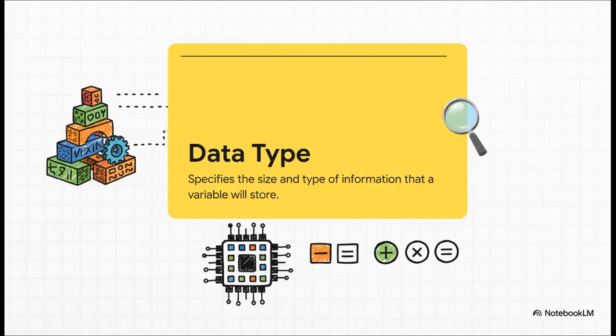So every single piece of information in a program is a value, and every single value has a data type. Just think of the data type as the specifications for your materials. It tells the computer, hey, this is a whole number, or this is a piece of text. It defines how much memory it needs and what kinds of things you can do with it.